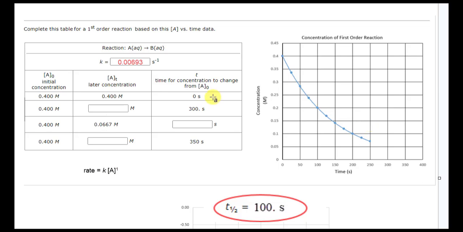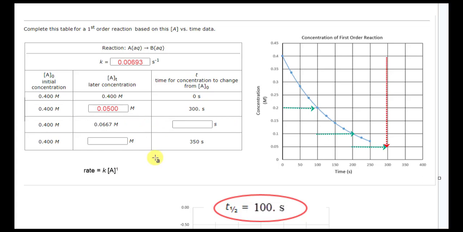We start at 0 seconds, and now we're going to 300 seconds. We know the half-life is 100 seconds. After 100 seconds, we went from 0.4 to 0.2. After another 100 seconds, 2 half-lives, we're now down to 0.1. 300 is another half-life, which is half of what we started here, 0.1, so we're going to be at 0.05. That's what the answer is going to be. The concentration is 0.05. I would say that to 3 significant digits because we've got our K to 3 significant digits and our half-life to 3 significant digits.